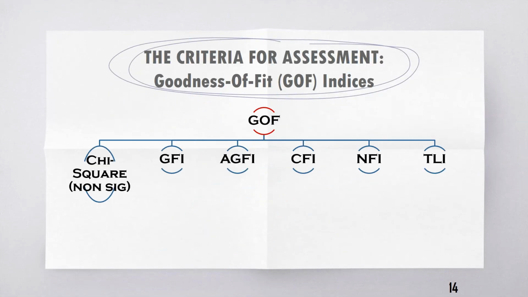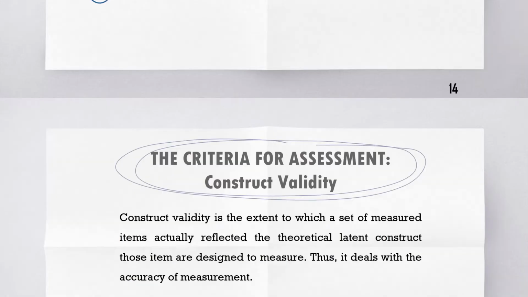The GOF measures such as chi-square non-significant, goodness of fit index (GFI), adjusted goodness of fit index (AGFI), comparative fit index (CFI), NFI, which is the normed fit index, and Tucker-Lewis index (TLI). They indicate a good fit to the model at about 0.9 or greater.